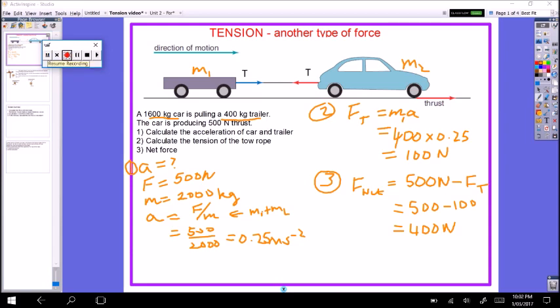Okay, so just remember that with Newton's third law, where every action has an equal and opposite reaction, this means that the force on one end of the rope, so over here, is going to be equal to the force at the other end. So all the way along here we have the same tension force. Okay, let's go on to another question.